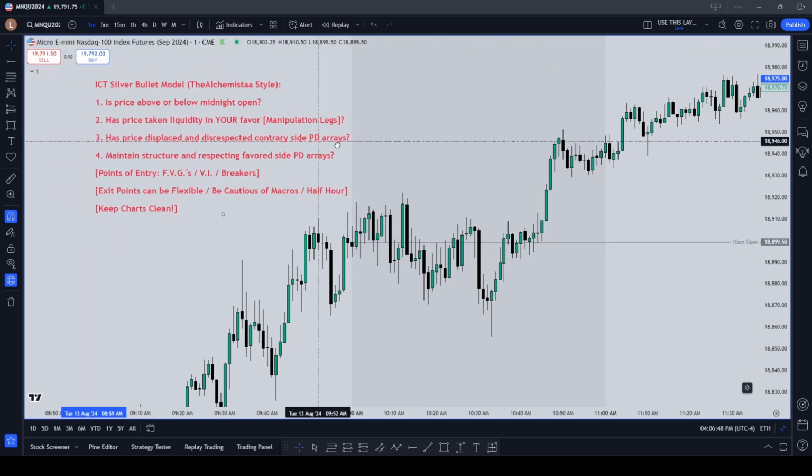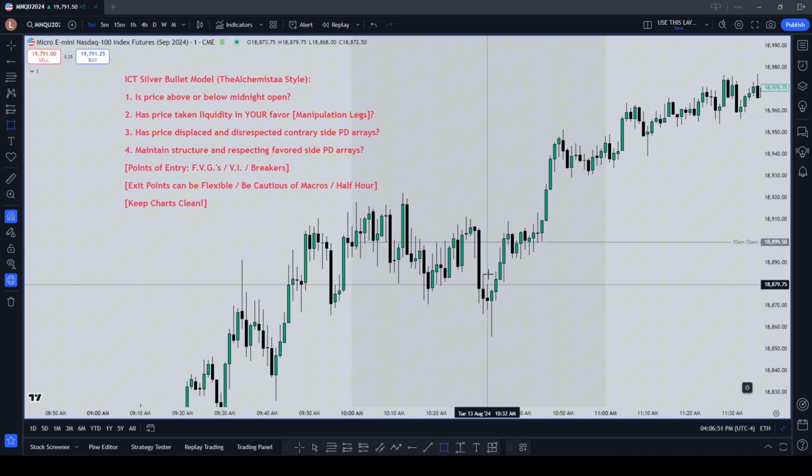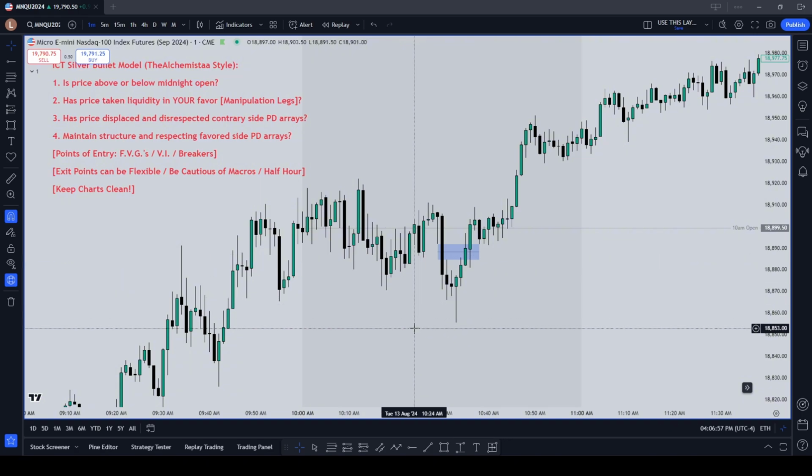Now, this is an interesting situation. See, many traders might have got locked in and tried to go short here. Now, why wouldn't you go short here? It was like I said before. Know the difference between a displacement leg and a manipulation leg. This is not a displacement leg.